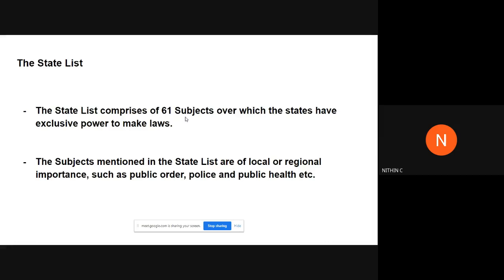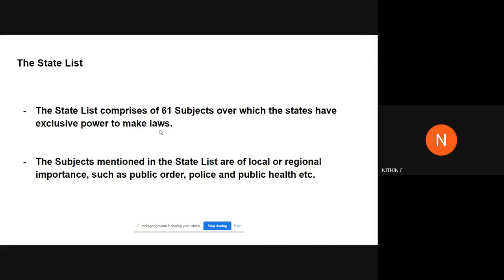Union list in case it consists of 99, now it's 97. State list in case 61 subjects, over which the states have exclusive power to make laws. State will be making laws on these matters. The state list ulla karyangal state ആയിരിക്കും laws create ചെയ്യുന്നത്.